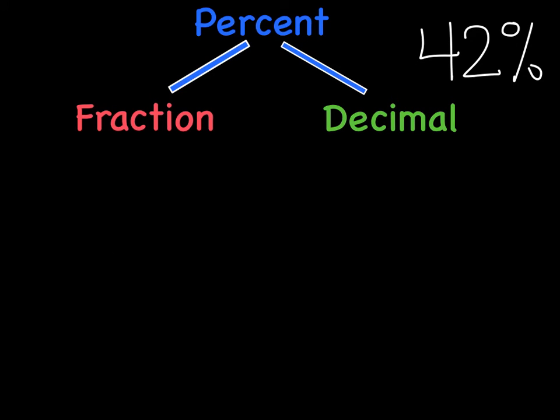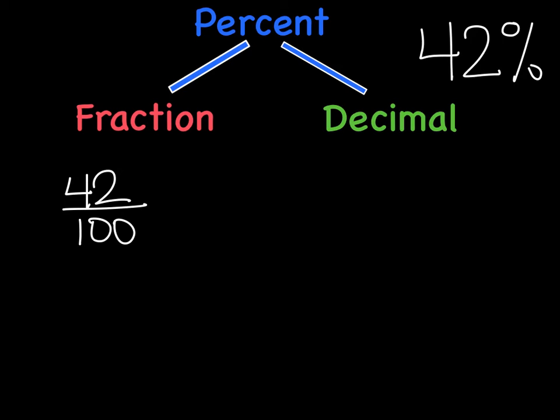And if you start with a percent, to turn it into a fraction, you simply put it over the number 100, because percents are always a comparison to the number 100. So 42% would be 42 out of 100, and then you simplify that.